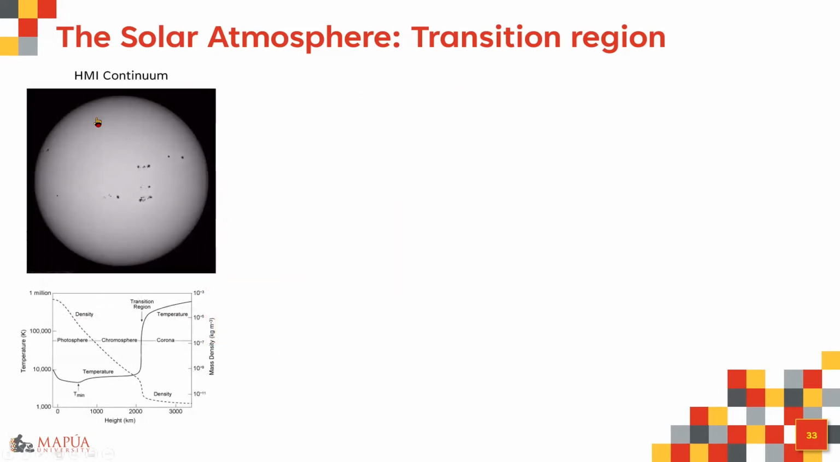So again, for review, this is your HMI continuum from April 17, 2014. And this is your graph of temperature versus height and mass density versus height, where you can differentiate the photosphere, chromosphere, transition zone, and later we're going to discuss the solar corona. Based on available data, we can observe the transition region in three ways so far. I will show you the three ways.